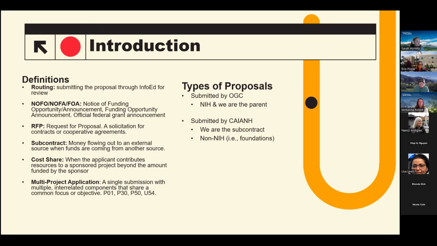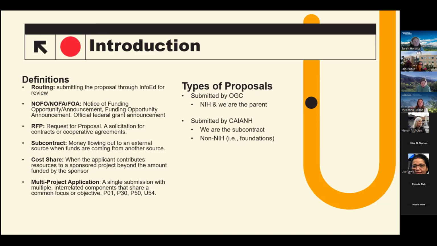And then the last definition is a multi-project application. This is a single submission with multiple interrelated components that share a common focus. So these will have NIH grant codes like P1, P30, P50, or U54, for example.